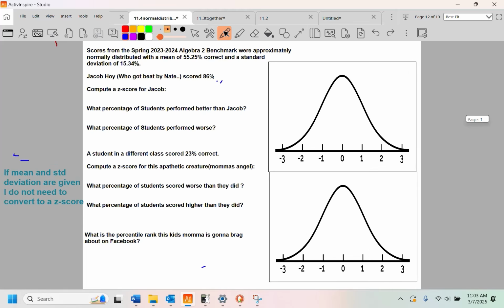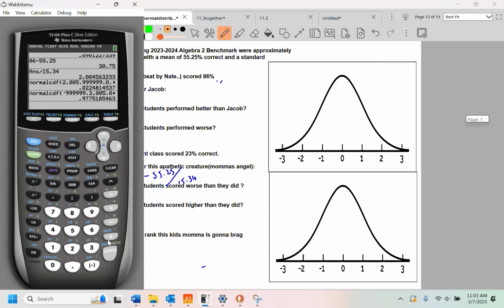All right, so this kid scored 23% correct. The z-score is simply going to be 23 minus the mean of 55.25, over 15.34. That's how you do a z-score. Data value minus the mean over the standard deviation. So 23 minus 55.25, press that enter key, divided by 15.34 is negative 2.10.